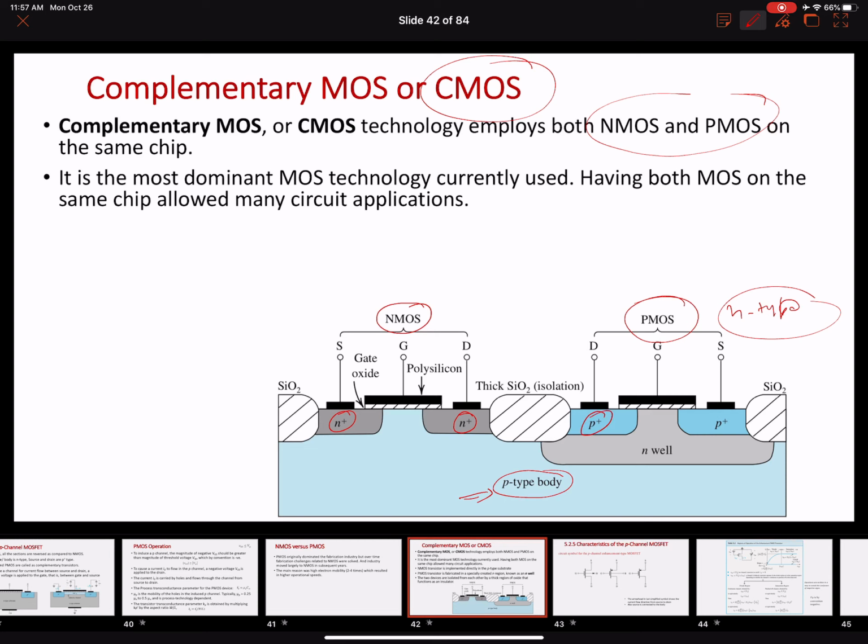For the PMOS, we have a P-type source, a P-type drain, and we need an N-type body. So what we do is we initially create an N well in the P-type body, and then make the P-type source and drain regions there to make a PMOS. So our main body remains P-type for the NMOS, but for the PMOS body, we create an N-type well, to make a CMOS structure on the same chip. Both the PMOS and the NMOS are separated by a silicon dioxide isolation layer.